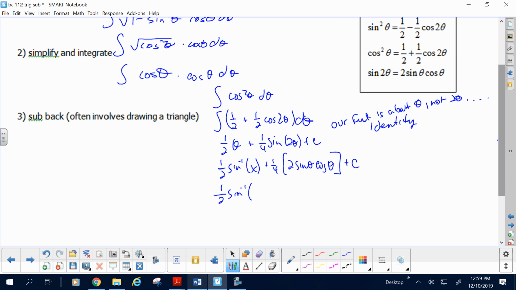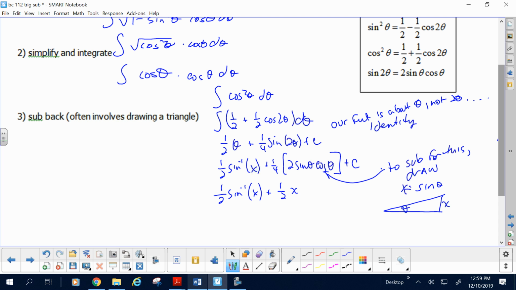All right, now we're getting there. We're almost done. We know that sine theta is just straight up x, yeah? To solve for the cosine theta, or to sub for this, you need to draw a triangle. If x equals sine theta, that implies that opposite is x, hypotenuse is 1, and adjacent by Pythagorean theorem is the square root of 1 minus x squared, okay? Therefore, the cosine theta is what?